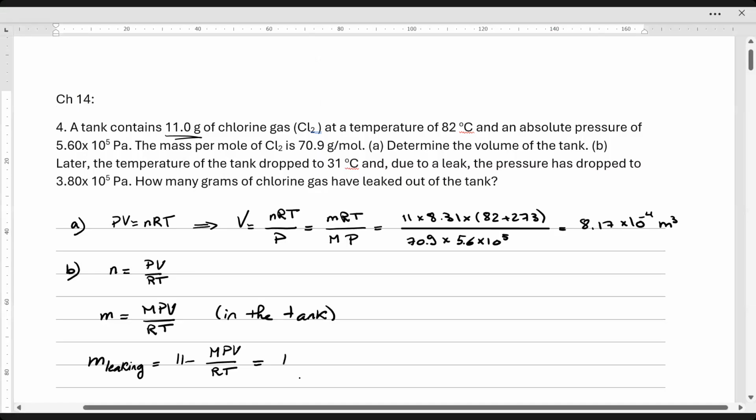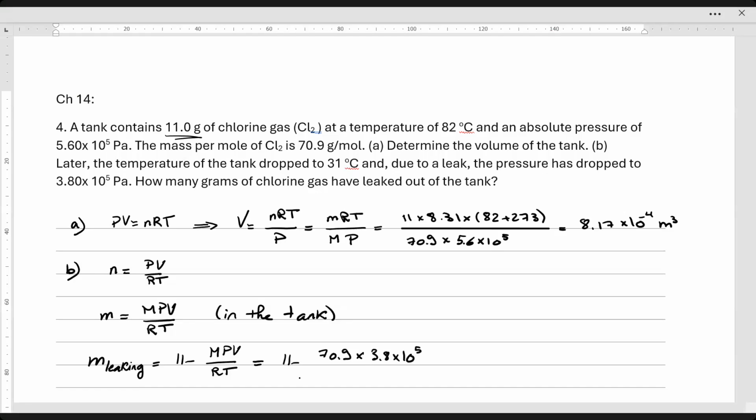I'm gonna leave the molar mass in grams again because I have left the mass here and 11 grams as well for the total mass of the gas. So again, the molar mass is 70.9. The pressure now is 3.8 times 10 power 5.